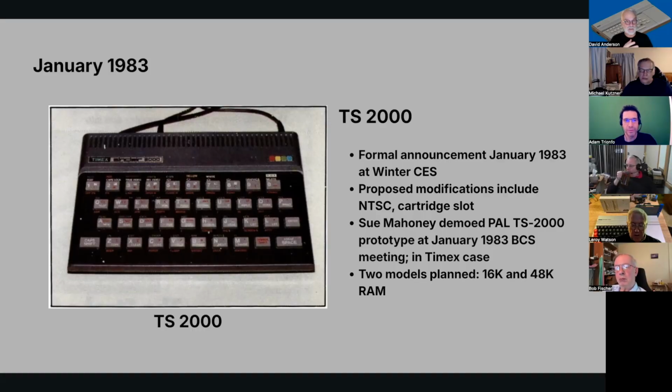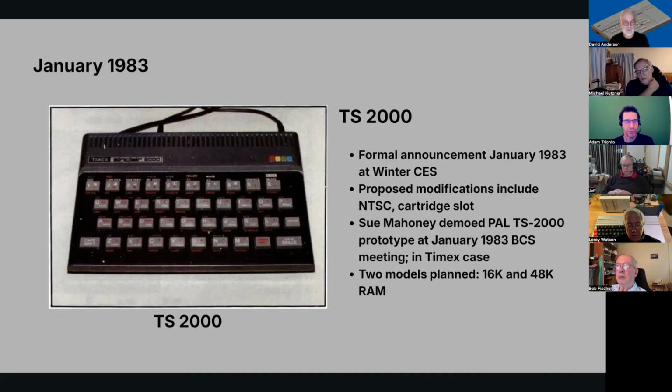So she was actively involved in the BCS group, and then she ended up working at Timex as a community liaison kind of person, taking advantage of what she did at BCS and trying to spread it across the country. So in January, she'd already been at Timex. She was in a position to bring one of these prototypes and show it off.